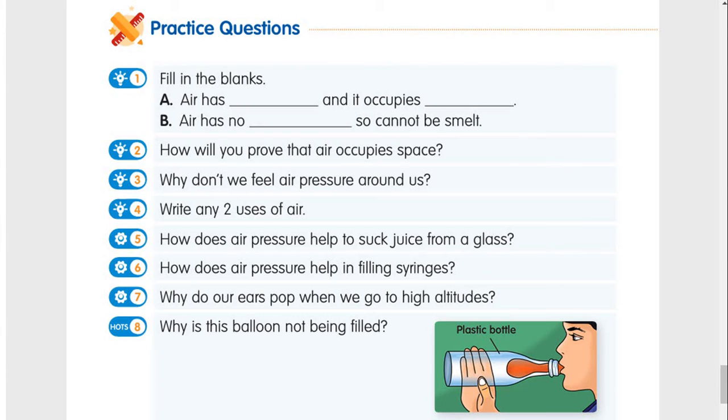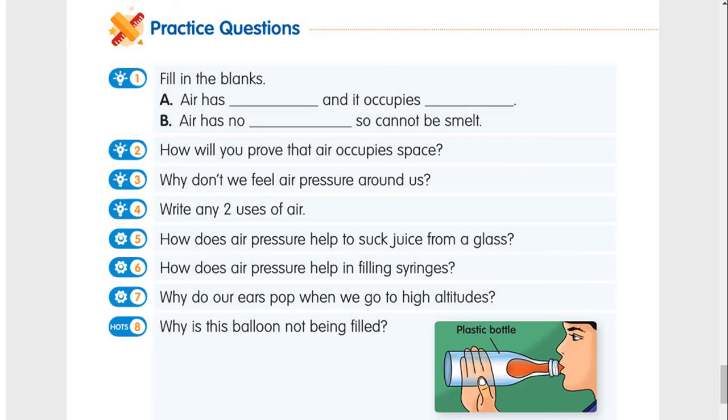Okay? Next question. Write any two uses of air. Air is a necessary thing in our daily life, right? We breathe air. Like that, air is used in many ways. So, the sample answer, it helps in burning. It is essential for breathing. Two uses of air are: air helps in burning. Air is essential for breathing. Okay.